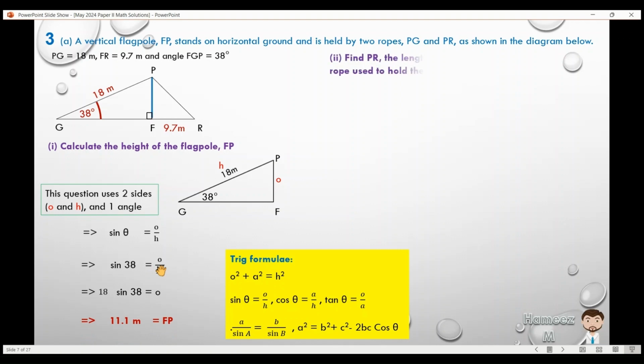Now that we know that, look at part 2. Find PR, the length of one of the pieces of rope used to hold the flagpole. So let's pull it out and put in what we know. We want to find out PR, so we put a question mark there. That's our longest side, so consider that to be H. We know the adjacent, FP. We just worked that out in the first part to be 11.1. And the base is given as 9.7. That's FR. So which formula are we going to use?